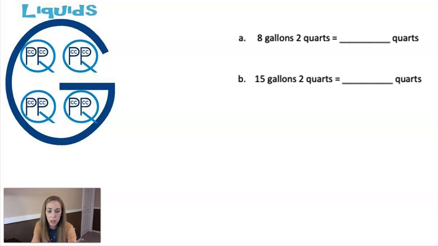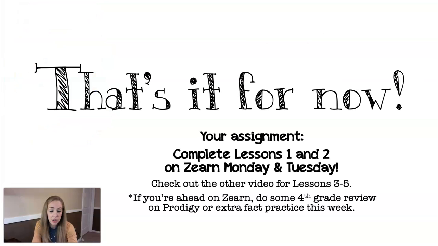Well, I know in 1 gallon, there are 4 quarts. So I need to do 8 times 4, which is 32 quarts. And then I have these 2 extra that I need to add on. So I have a total of 34 quarts. Okay, same thing, turn all of these to quarts, then add the extra. And again, you might need some scratch paper to do these on Zearn, but then you're practicing your multiplication, which is good too.